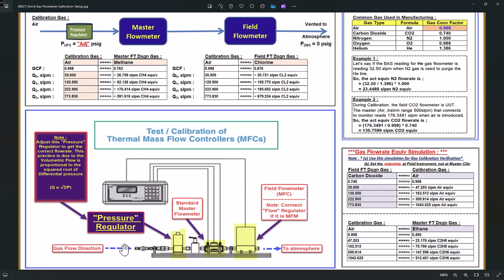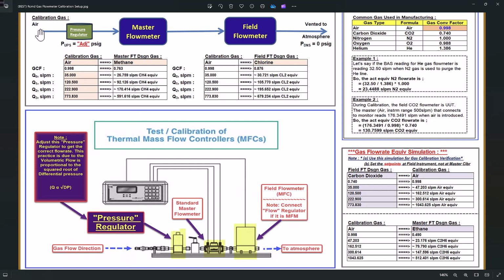So the gas, you can use any gas. Usually we use a gas that is easily available and is not toxic. In this case, maybe we can use nitrogen N2, or oxygen, or simply air. Usually people will use air because it's cheaper and safer and easily available. For example, this is our master flow meter, and this is our fuel flow meter. This is a pressure regulator.